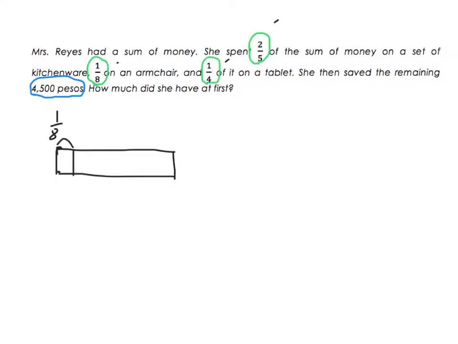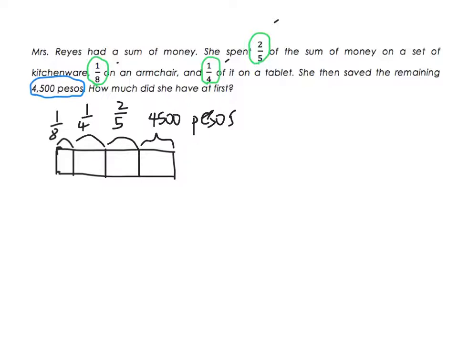The next portion that will be slightly bigger than 1/8 is 1/4. So we can have this one here, and then label it 1/4. And then 2/5 is slightly bigger. That's 2/5. And then what we have here is 4,500 pesos. This way, we can think about this problem much more clearly.